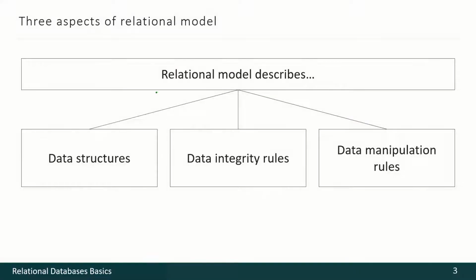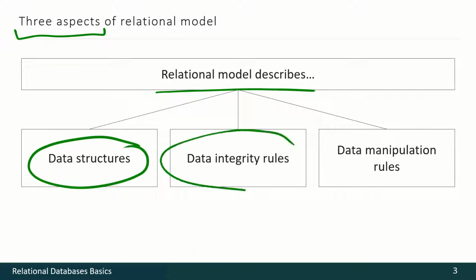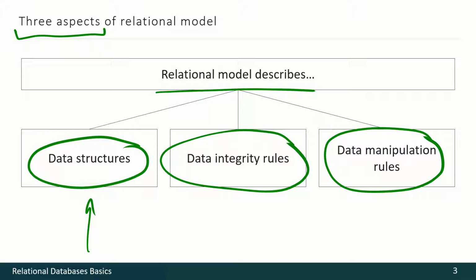The relational model describes so-called three aspects: data structures, data integrity rules, and data manipulation rules. It is important to mention that there was no such approach before the relational model that described all those three aspects. But with the relational model we've got a unified approach describing all three.